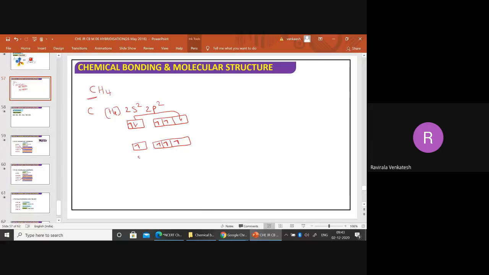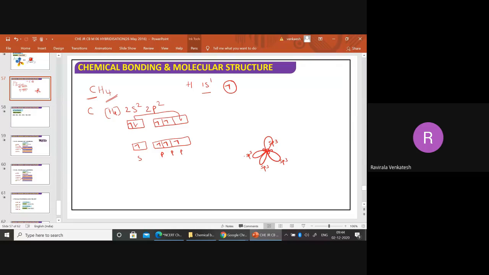Now the 1 s orbital and 3 p orbitals mix together to form what actually? A tetrahedral geometry like this. 1, 2, 3, 4. This is a tetrahedral geometry, the sp3 hybrid orbitals. Now, how many hydrogens are there here? 4 hydrogens. The hydrogen configuration is 1s1.